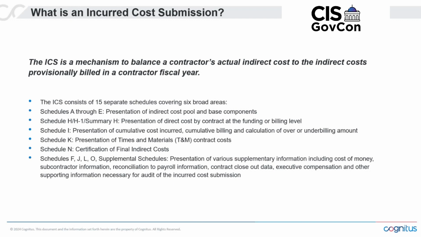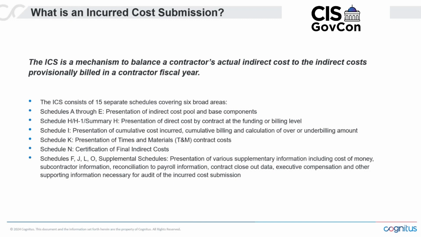Schedule I represents the cumulative cost and billed amounts by contract, as well as a calculation of the over or under billing. The data is extracted from your contracts and billings repository to pull these schedules, as well as Schedule K, which is time and material contracts. Additional schedules like F, J, L, and O pull data from SAP, S/4HANA, and various other places.